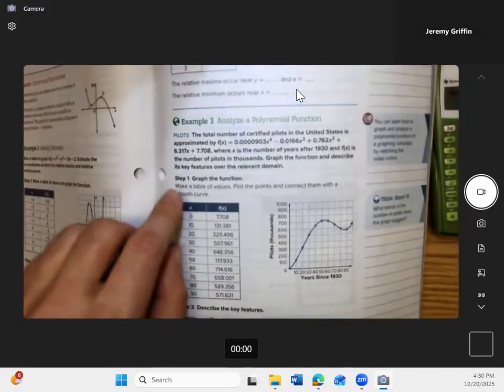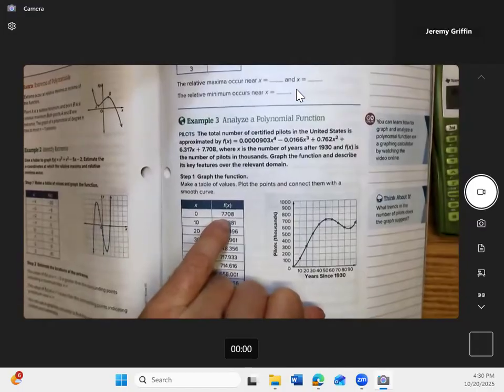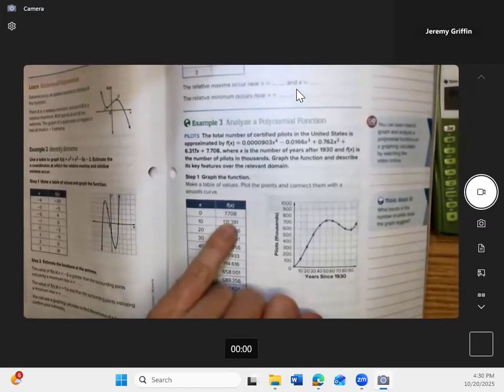So it looks like, okay, pilots in thousands. So 7.708 means there were 7,708 pilots in the year 1930. So in 1930, about 7,000 some pilots.